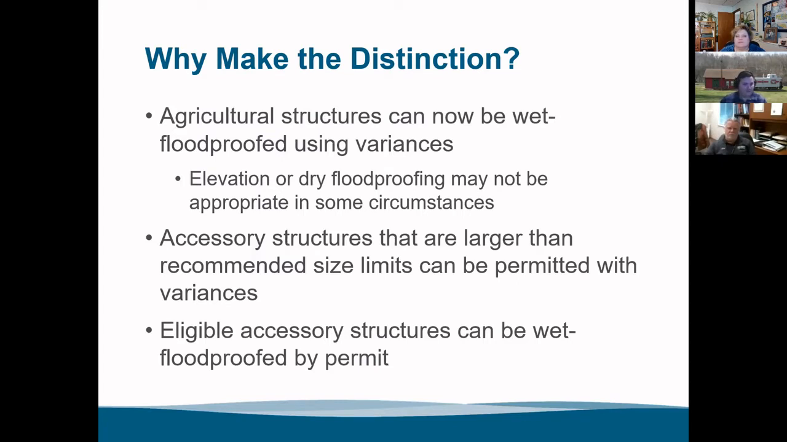It further defines that accessory structures that are larger than recommended size limits. I mentioned that 800 square foot number earlier on, and we'll get into that later too. If it's larger than those recommended size limits, they can be permitted with variances to be wet flood proofed as well. And lastly, eligible accessory structures can also be wet flood proofed, and they can be wet flood proofed by permit. You don't need a variance for wet flood proofing accessory structures as long as they follow all of the regulations that we're going to talk about today.